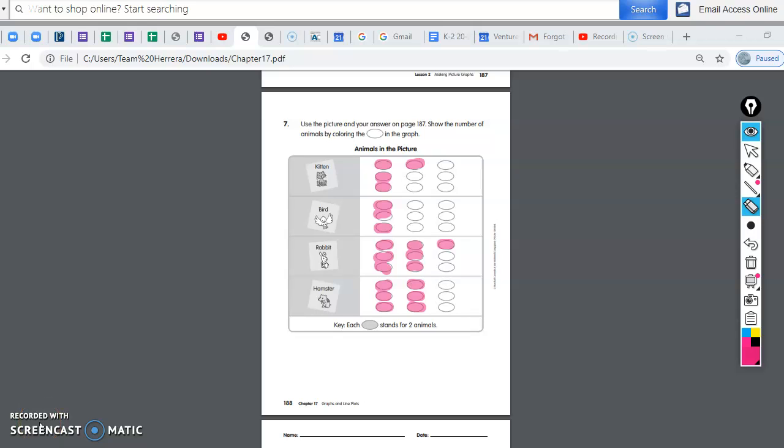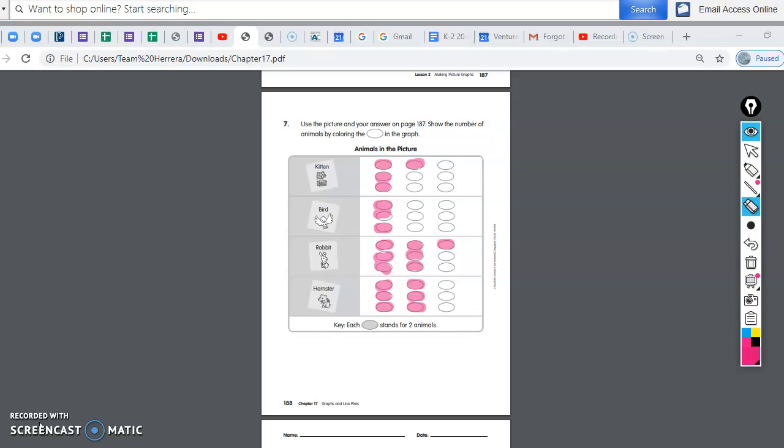Hi everyone. I hope you took the opportunity to practice page 187 and 188. And then I've gone ahead and I'm showing you the answers for page 188 on number 7.